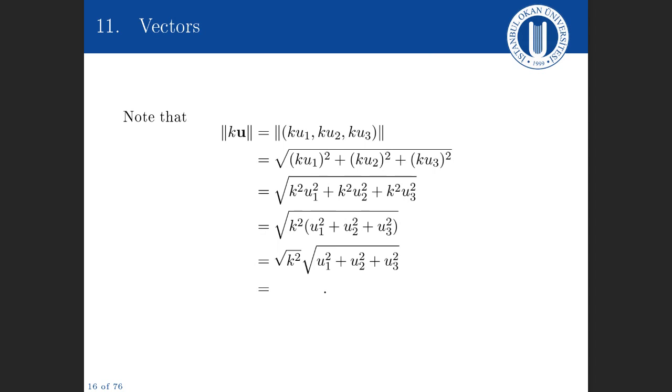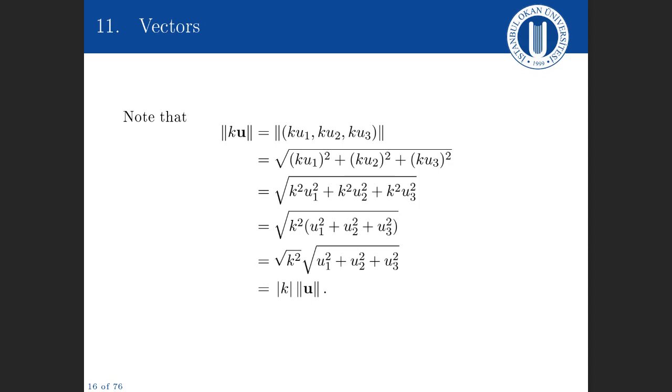Factoring out the k squared, we can write this as the square root of k squared multiplied by the square root of u1 squared plus u2 squared plus u3 squared. But we know what the square root of u1 squared plus u2 squared plus u3 squared is. That's just the norm of u. And the square root of k squared, because the square root of a number is always a positive number, must be the absolute value of k. So the norm of ku is the same as the absolute value of k multiplied by the norm of u.